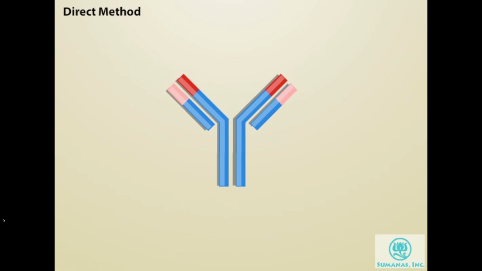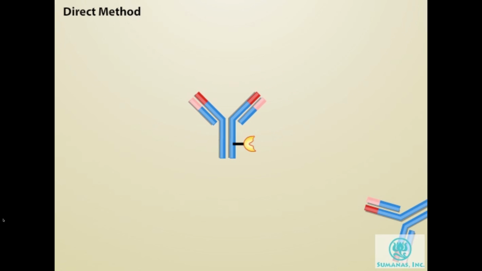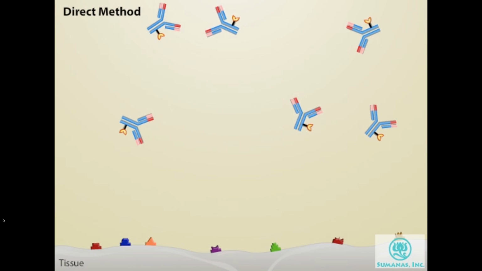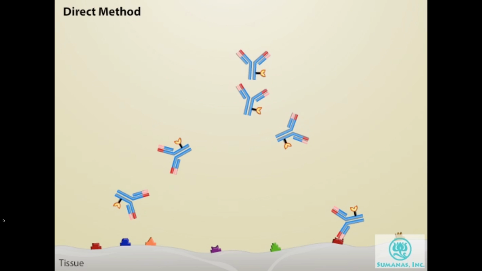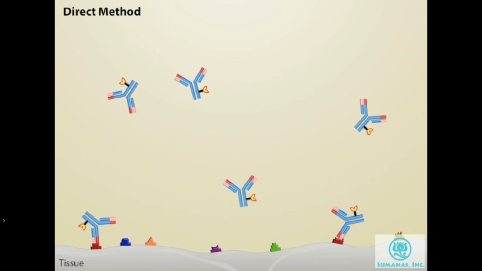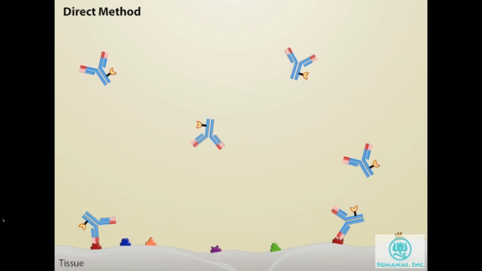In this method, the antibody is attached or conjugated to an indicator molecule. Different indicators include fluorescent molecules, biotin, or in this case, the enzyme horseradish peroxidase, or HRP. In the direct method, the purified conjugated antibody is applied to the tissue and allowed to react with the antigen. Unbound antibody is washed away.